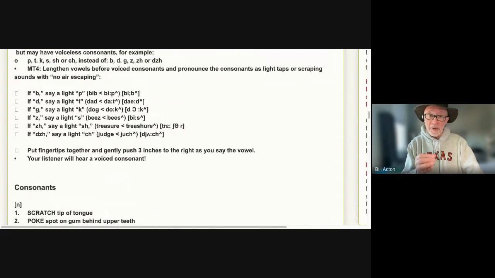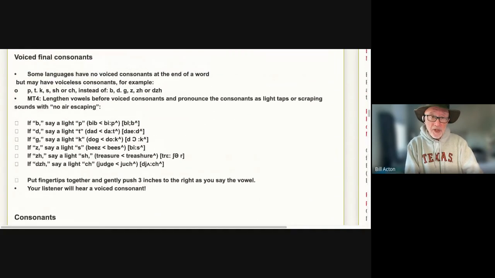Okay? So what I'm going to do right now, just before I finish, is go back to the MT4 and show you how this final voiced consonant thing works. The idea is, at the end of a word, if you have a B, a D, a G, a Z, those voiced ones, you put your fingertips together right here in front of your heart, and you push about 3 inches off to the side as you say it. For example, the first one there is the word bib, B-I-B. To make that sound, instead of trying to say bib, which a lot of people do, you push to your left as you say the word, and you make the vowel longer. And instead of doing a B at the end, you do a very light P with no air, like this.